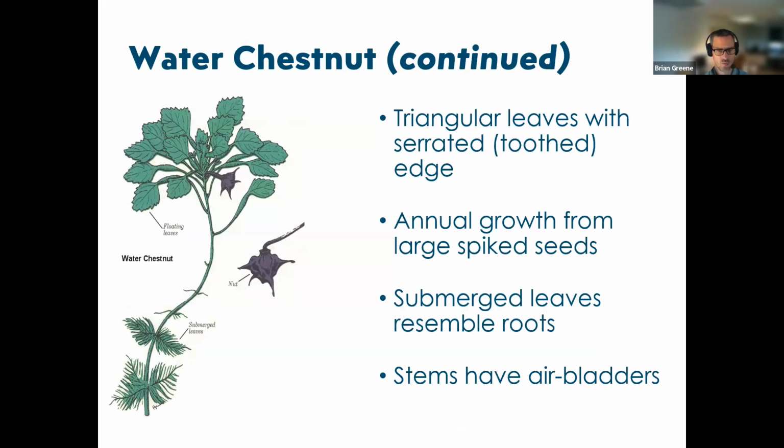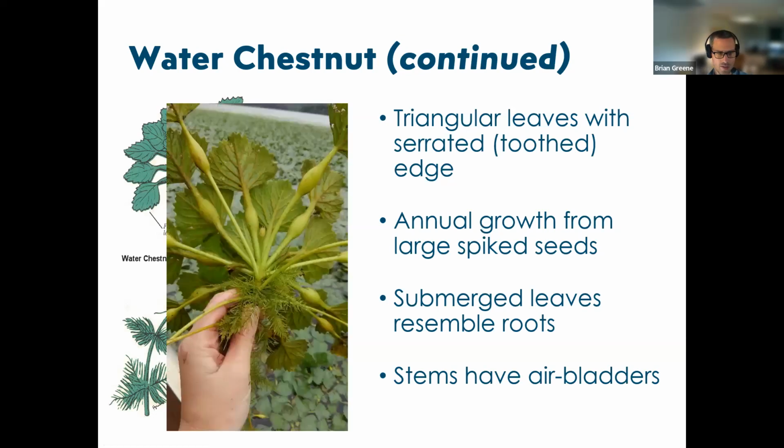Like I said, it has these really triangular leaves with a serrated or toothed edge. There are these nutlets that grow, and they have these large spikes on them, 4 spikes. The seeds are generally black in color, and they look like alien things. They also have air bladders on the leaf that help the plant float. So here's a picture of those air bladders that you can see right here. And then there's the surface leaf.